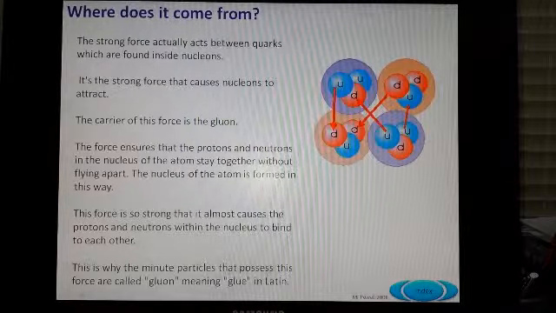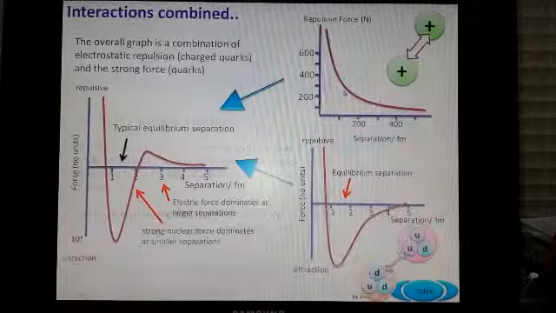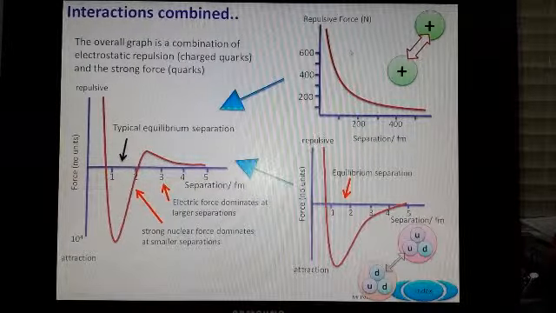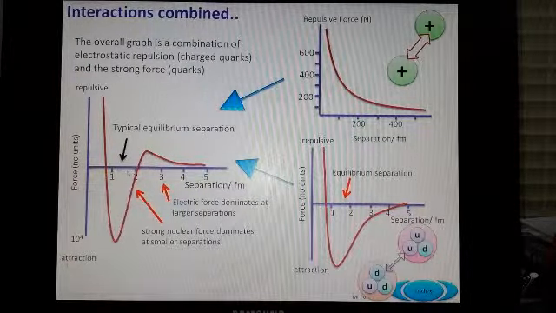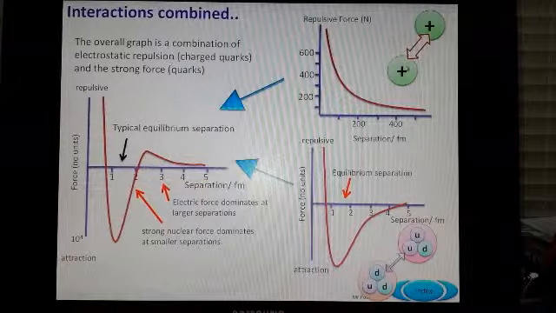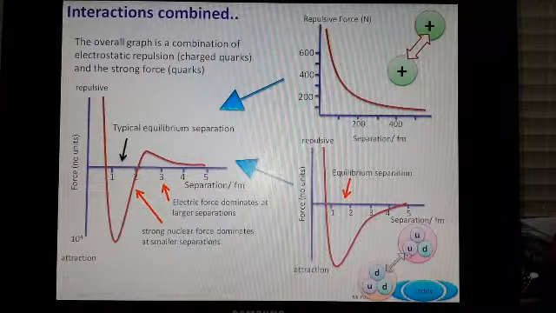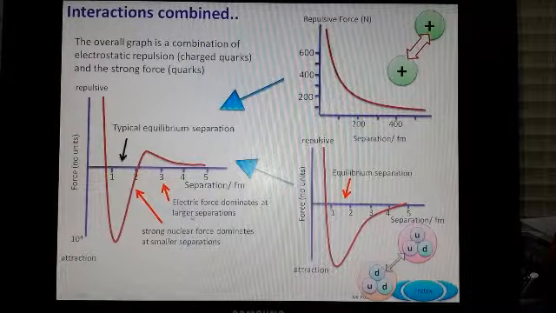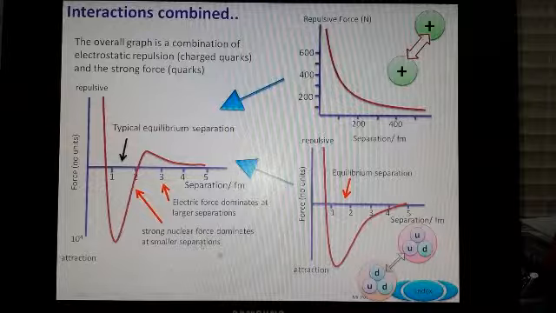Strong force. If we start thinking about forces, we've got to start thinking about the quarks inside the atoms. You need to be able to understand these interaction graphs and see how this one is a combination of two. One is the repulsive, or it could be attractive, force, Coulomb repulsion. The other is the strong force between quarks. And when you add the two up, then you have an electric force dominating at larger separations and a strong nuclear force at smaller.